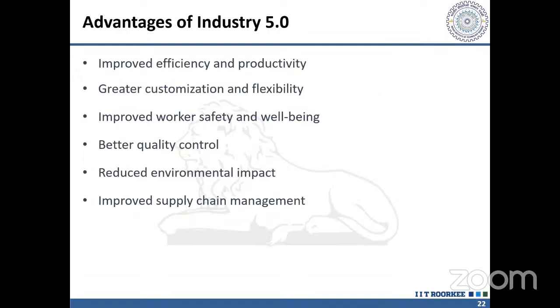So there are various advantages of Industry 5.2. First, improved efficiency and productivity. These advanced technologies like AI, IoT, and real-time data analytics optimize the manufacturing processes, reduce waste, and increase productivity. For example, predictive maintenance uses data from sensors to anticipate equipment failures and schedule maintenance before breakdown occurs, so that it can reduce the downtime and also improve the equipment efficiency.